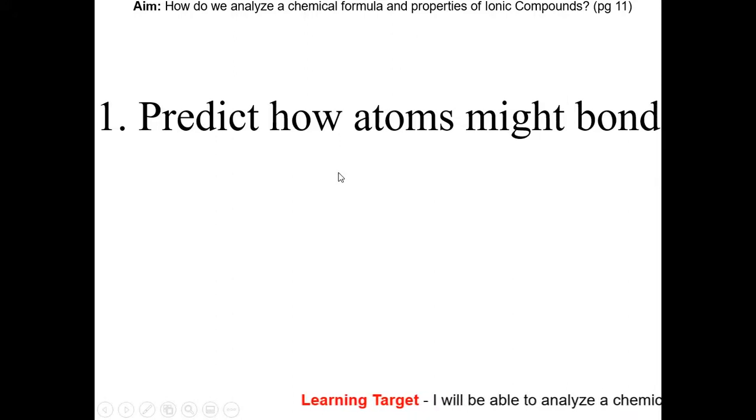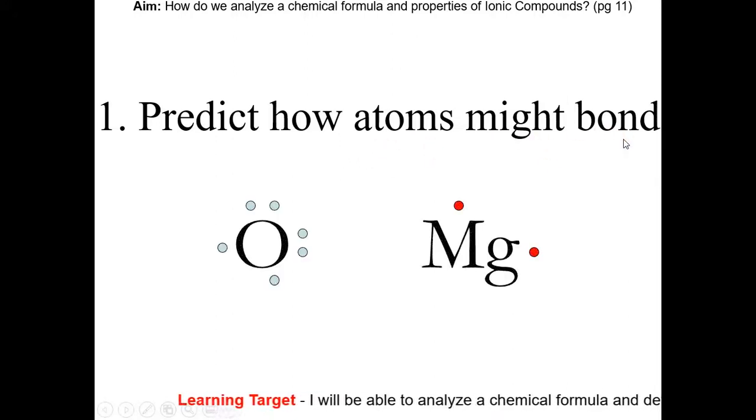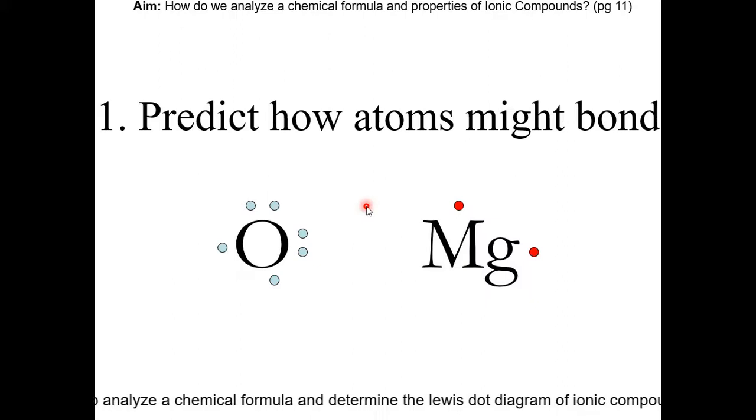Now we are going to change topics and discuss how atoms might bond. So here we have oxygen and magnesium. Oxygen is a nonmetal, magnesium is a metal. So how might these two atoms bond with each other? We know that nonmetals tend to gain electrons and metals tend to lose electrons. So how many electrons is oxygen going to gain and magnesium is going to lose?